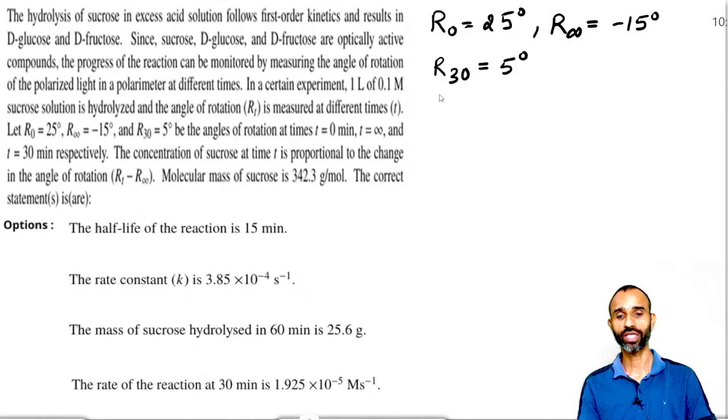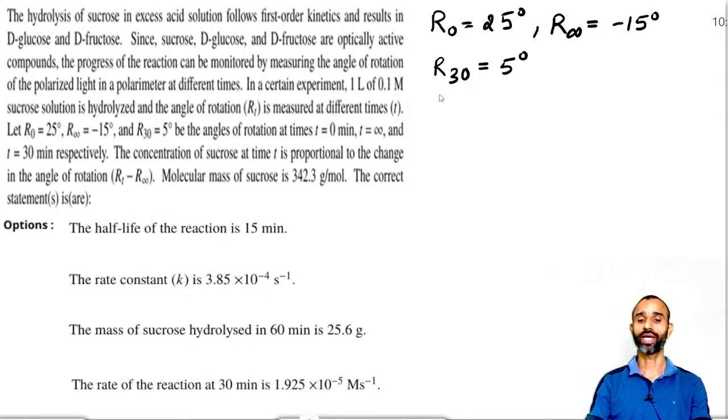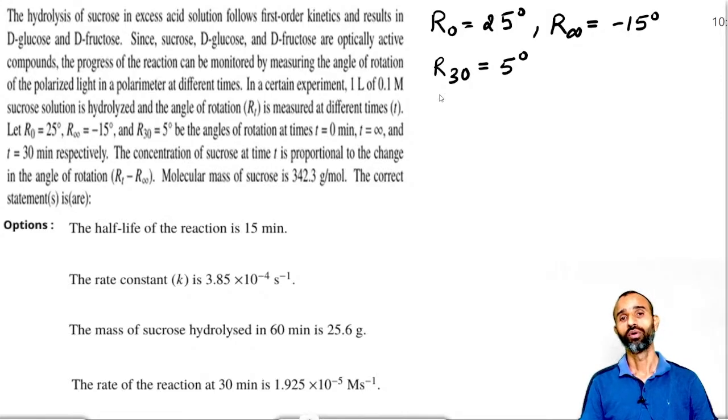Half-life of the reaction is 15 minutes, or rate constant is 3.85 into 10 raised to minus 4 per second. Mass of the sucrose hydrolyzed in 60 minutes is 25.6 gram, or rate of the reaction at 30 minutes is 1.925 into 10 raised to minus 5 molar per second.